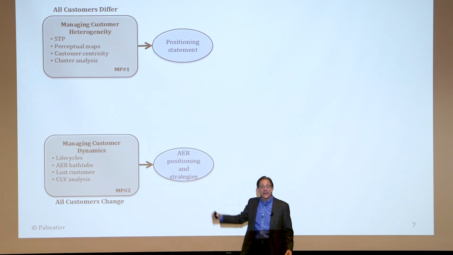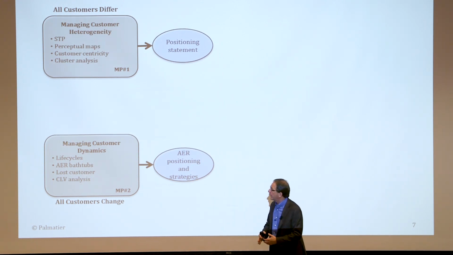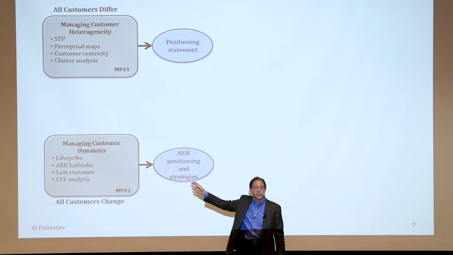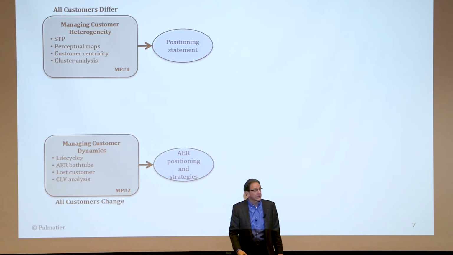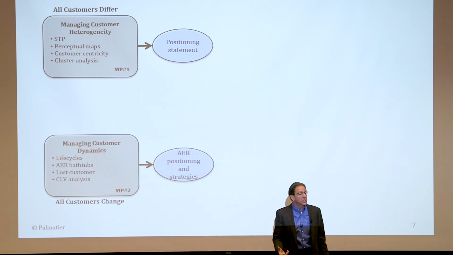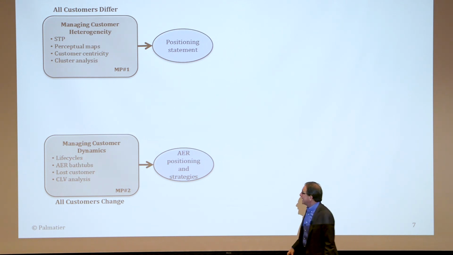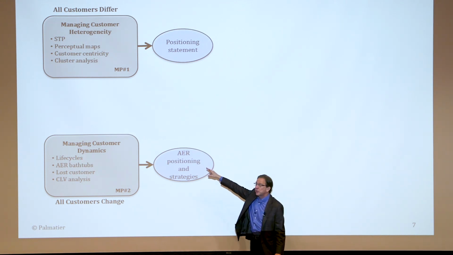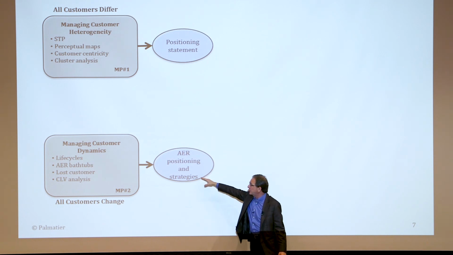We only look at customer dynamics of our own existing customer portfolio. I break them into acquisition, expansion, and retention. Also look at some lost customers. I also look at the CLV of each of these customers and come up with some personas. And the output of that is acquisition, expansion, retention, positioning, and strategies.